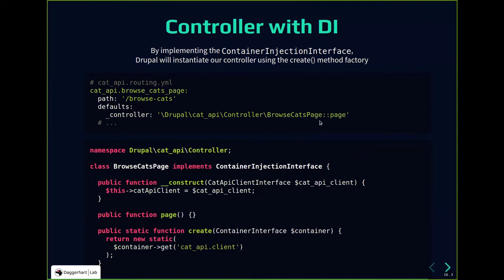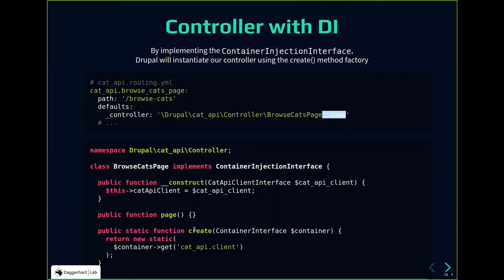I need to instantiate that. Well, let me look at it. Okay. Does it implement the container injection interface? Oh, it does. Great. I will run that. So we're not at page yet. So Drupal says, all right, this thing expects the container to be created through this static method factory called create. And so I will instantiate this browse cats page object using that.